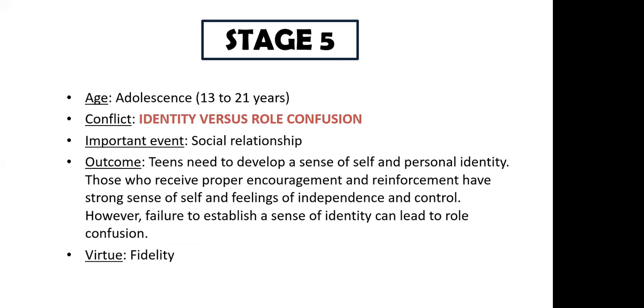Next. The fifth stage of Erikson's theory is identity versus role confusion, and it occurs during adolescence from about 15 to 21 years old. During adolescence, the transition from childhood to adulthood is most important. Children are becoming more independent and begin to look at the future in terms of career, relationships, families, and so on to fit in the society. So those who receive proper encouragement through personal exploration emerge from this stage with a strong sense of self and feelings of independence and control.